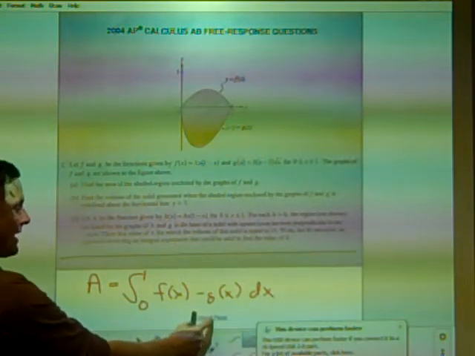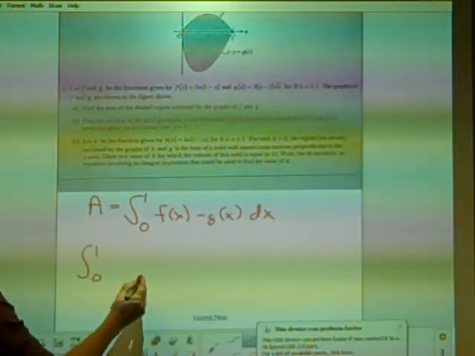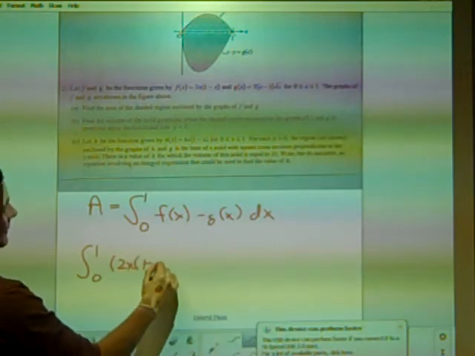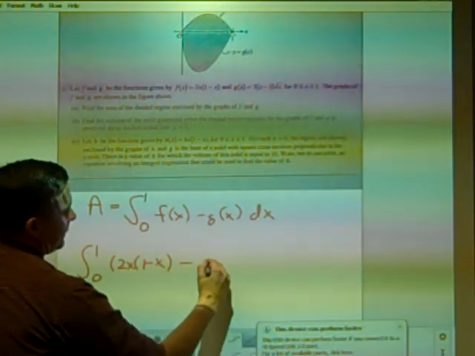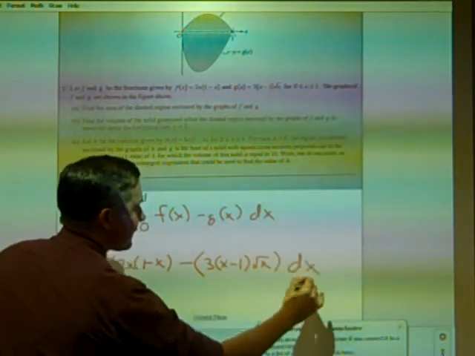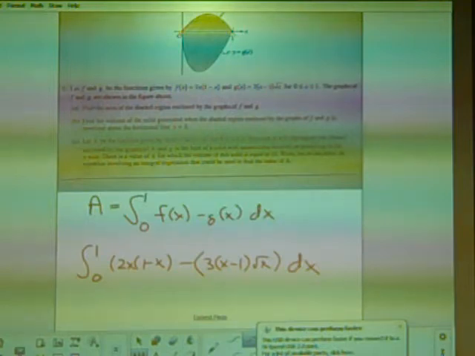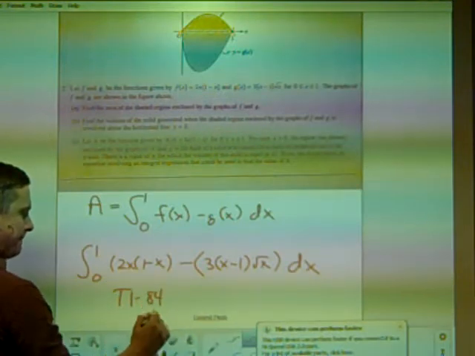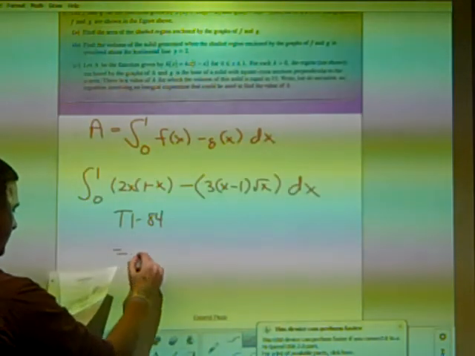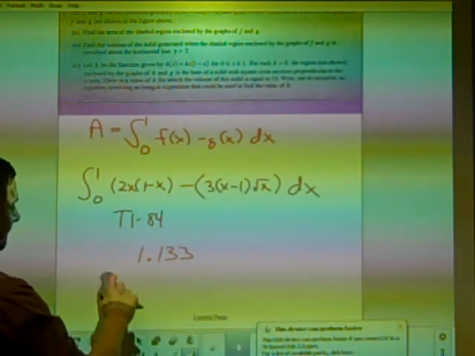Now, if I do this, I can write this out. 0 to 1, and I get 2x times 1 minus x minus 3 times, and I'll put that in parentheses, x minus 1 square root of x dx. If you have the integral written like this, that's a point. Now, we can enter this verbatim in the calculator. Using the TI-84, I got a result of, and again, this is an older test, you guys should go 4 decimal places, okay?